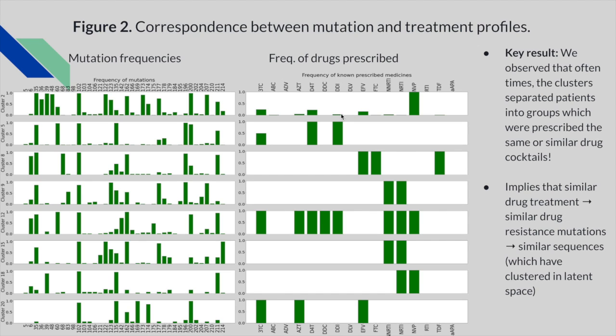To quantify the consistency in the treatment, we defined a treatment homogeneity index similar to the mutation homogeneity index. Here we show clusters with a treatment homogeneity index above a random control. Interestingly, we observed that these 8 clusters of sequences identified patients by consistent drug treatment.